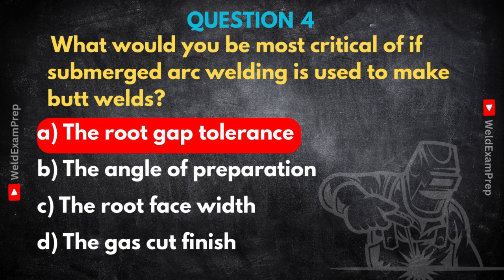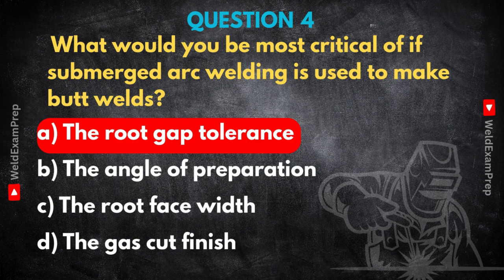Or you might lose the molten pool control, lose the protective flux covering. Basically, the process breaks down. On the other hand, if the gap is too small, that deep penetration might not actually reach the root. You'll get lack of root penetration, which is a serious flaw.